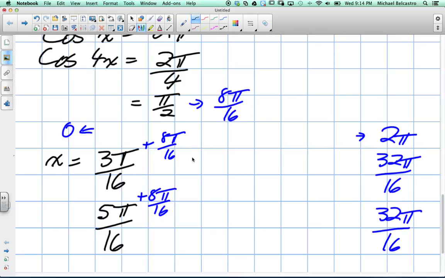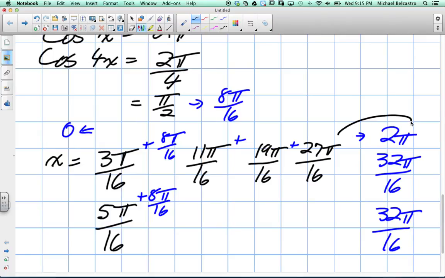So 8 and 3 adds up to 11 pi over 16, right? We add again. 19 pi over 16. Yeah, 19 pi over 16. And the next one's 27 pi over 16. Yeah, 27 pi over 16. And then what would happen to the next guy? Too big. Yeah, the next guy would be too big. Technically, what would he be? 8 plus that is 35. Right? 35 pi over 16 is outside of our range of 32.